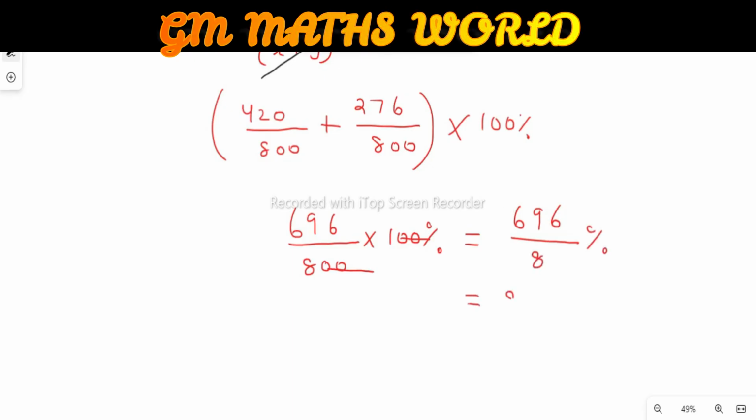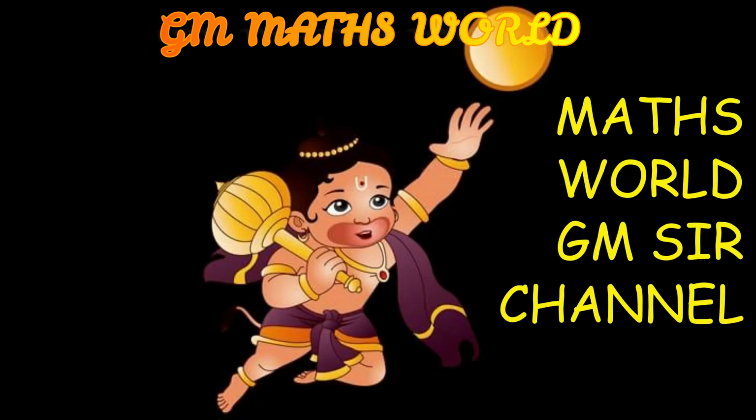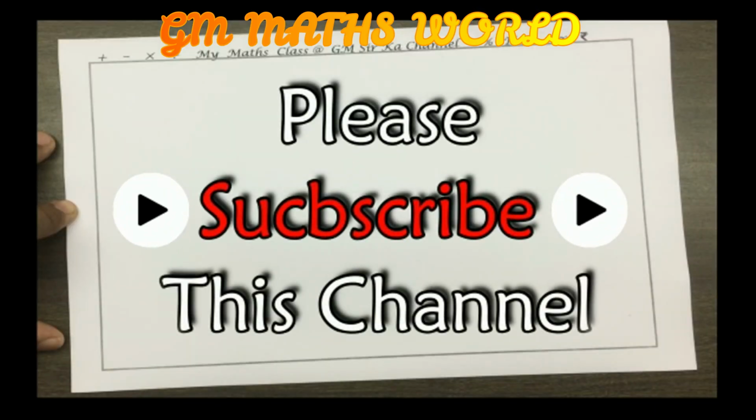So hence the total pass percentage is 87%, and this is how we have to complete the problems by understanding the question carefully, and we can remember this by taking the order of the statements in a proper way, and the answer can be obtained this way.